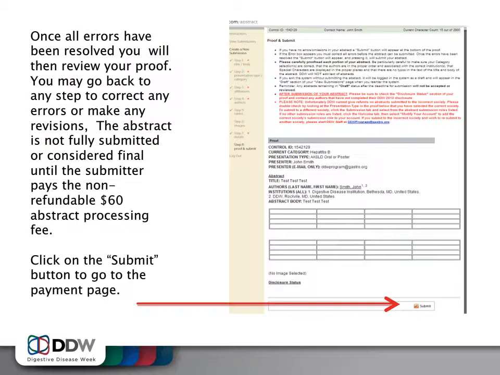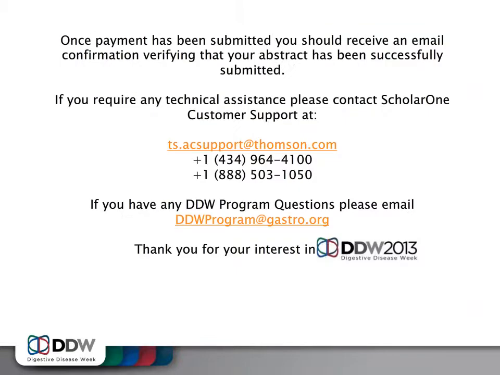Once all errors have been resolved, you will then review your proof. You may go back to any step to correct any errors or make any revisions. The abstract is not fully submitted or considered final until the submitter pays the non-refundable $60 abstract processing fee. Click on the Submit button to go to the final payment page.